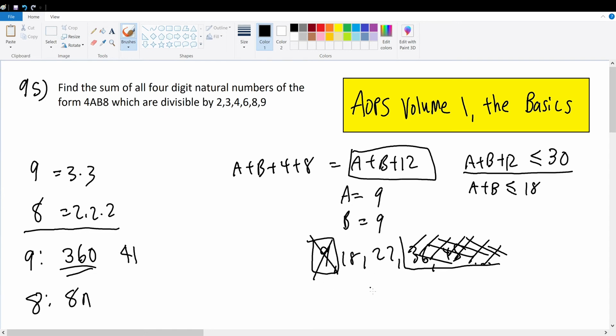So we're limited down to a plus b plus 12 is either equal to 18 or 27. So let's write that down. A plus b plus 12 is equal to 18, or a plus b, that's a b, not an 8, plus 12 is equal to 27.